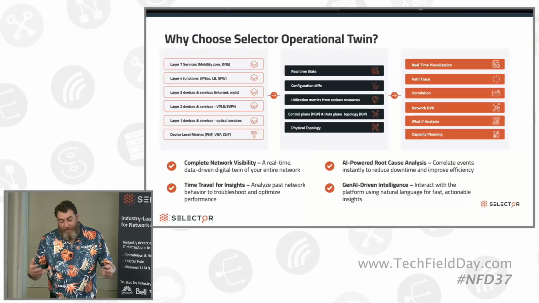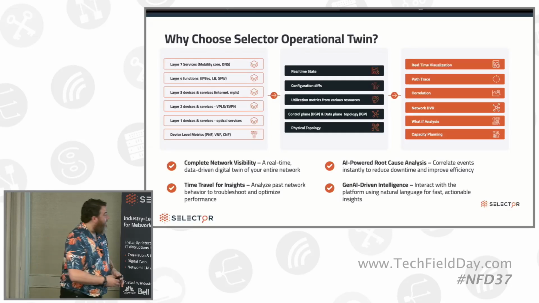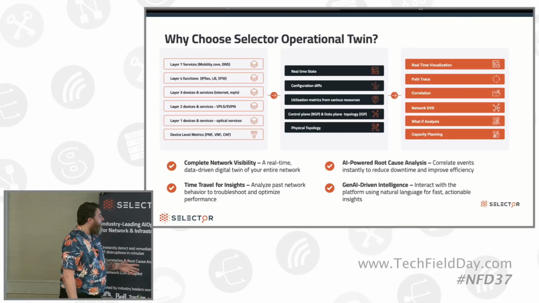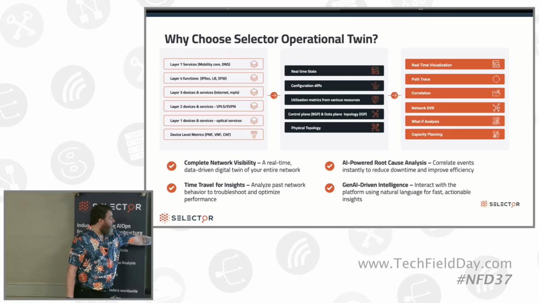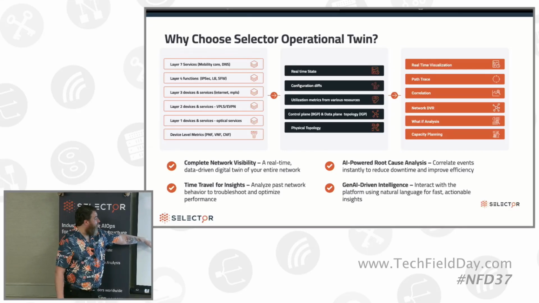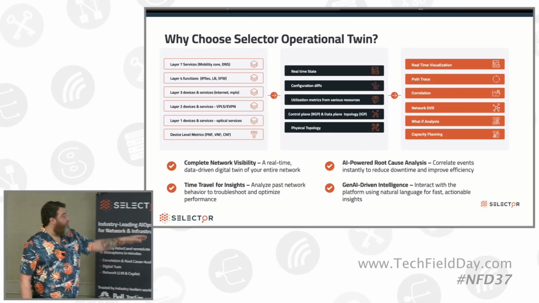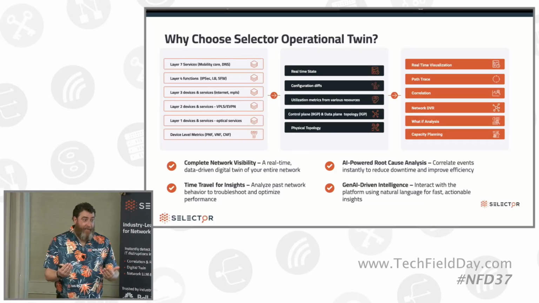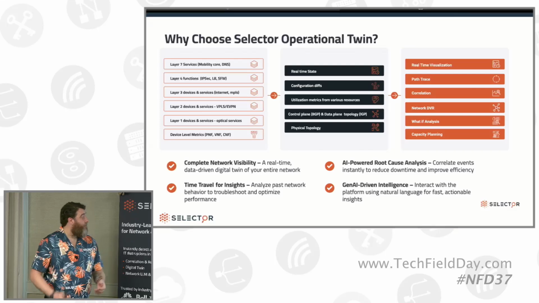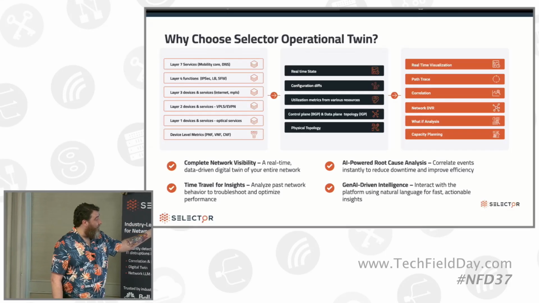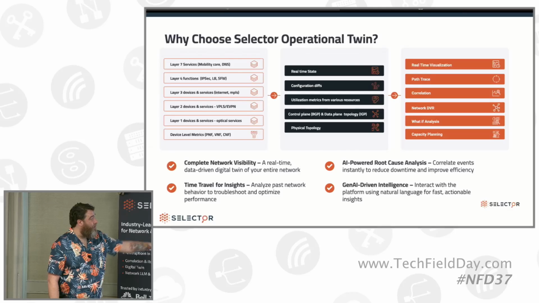Now, how do we build this? How does this happen? It's not easy. This is a very complicated problem to solve, but we have, again, optical services, device layer 1 information, all the way up to layer 7, offering real-time state, configuration differentials at any point in time between any device, control plane and data plane visibility and the physical topology.